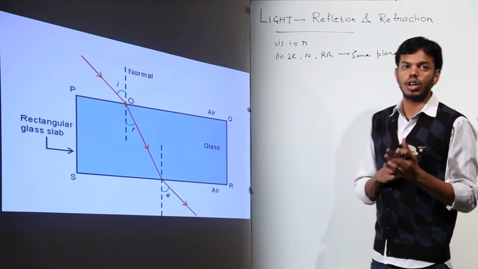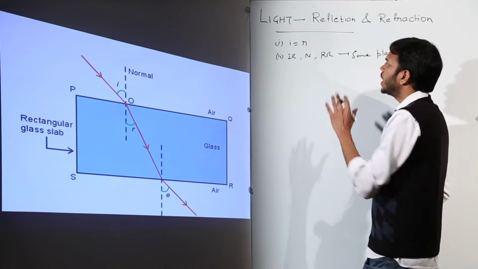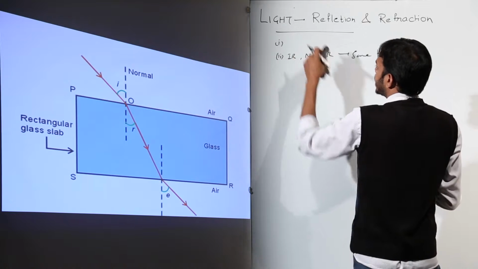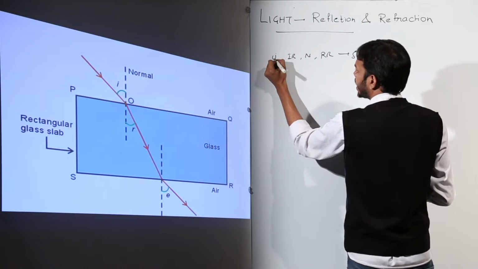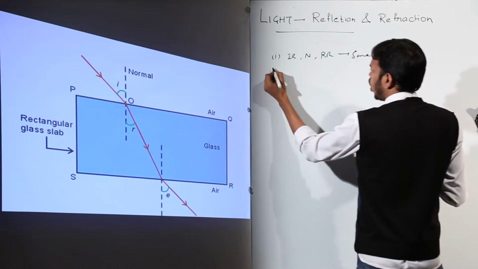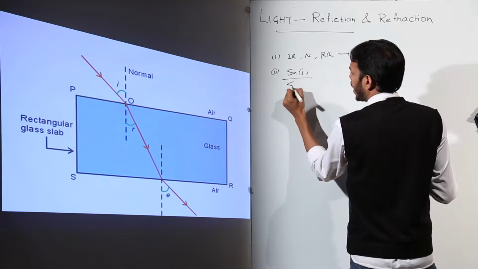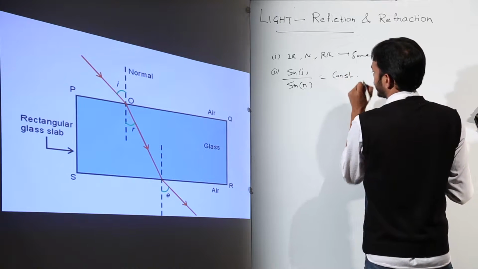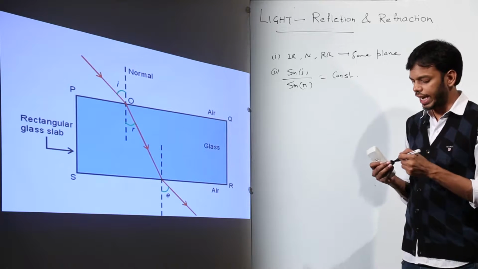Similarly, there are laws of refraction on the basis of which this whole phenomenon is governed. The first law of refraction is that the incident ray, normal and the refracted ray lie in the same plane. And the second is that the ratio of the sine of the angle of incidence to the sine of the angle of refraction is a constant. These are the laws of refraction on the basis of which we have drawn this ray diagram.